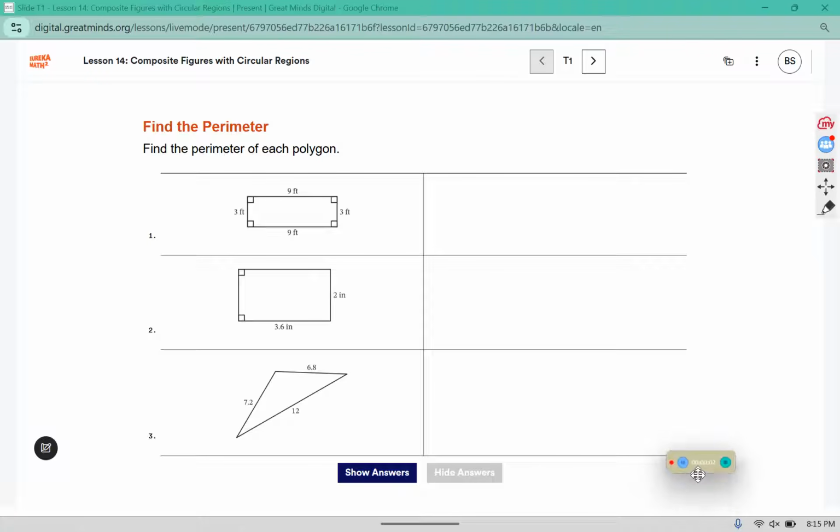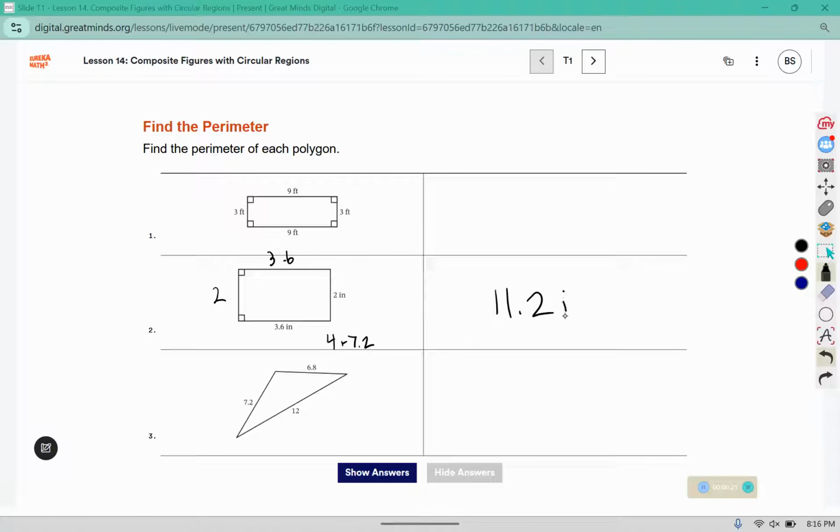Find the perimeter of each polygon. So you're going to add up all the side lengths. 2 plus 2 is 4. 3.6 plus 3.6 would be 7.2. And then we add those together and we get 11.2 inches.